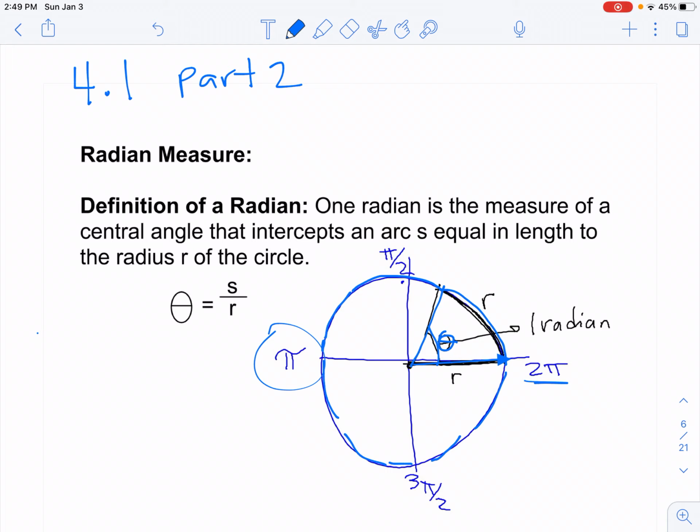So our 2 pi is equal to 360 degrees. Pi over 2 is equal to 90 degrees. Pi is equal to 180 degrees. And 3 pi over 2 is equal to 270 degrees.